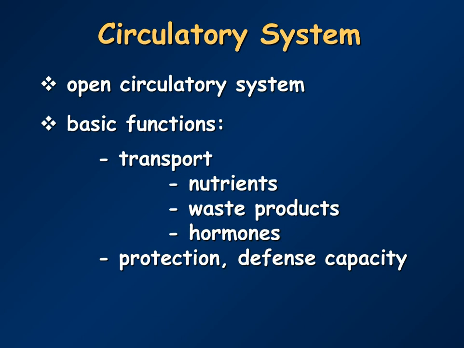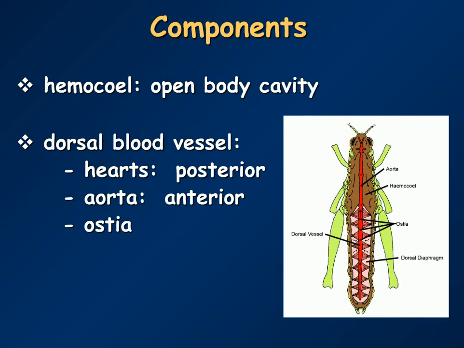Some basic functions of the circulatory system include transportation of nutrients, waste products, and hormones. It also provides protection and a defense capability. So as I mentioned, most of the time, blood is floating in the open body cavity of the insect, and this open body cavity is known as the hemocoel. There's also the one dorsal blood vessel that helps with blood circulation.